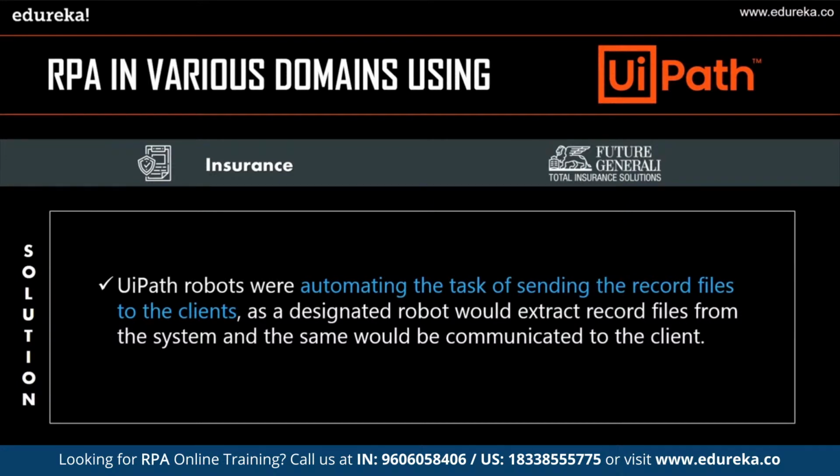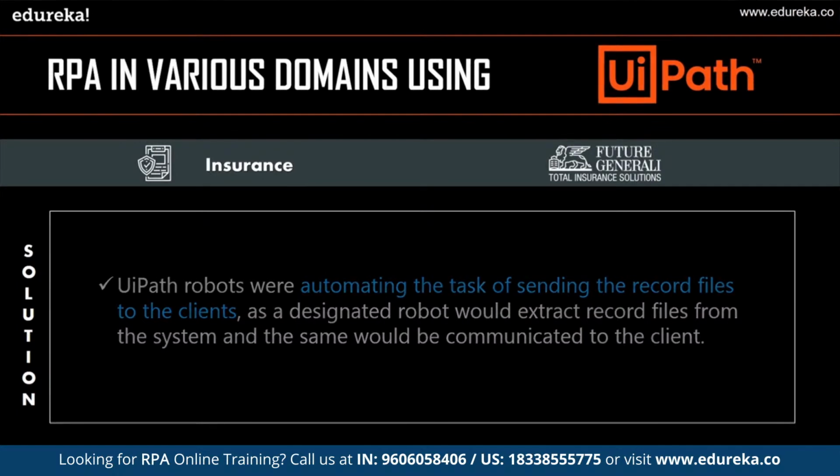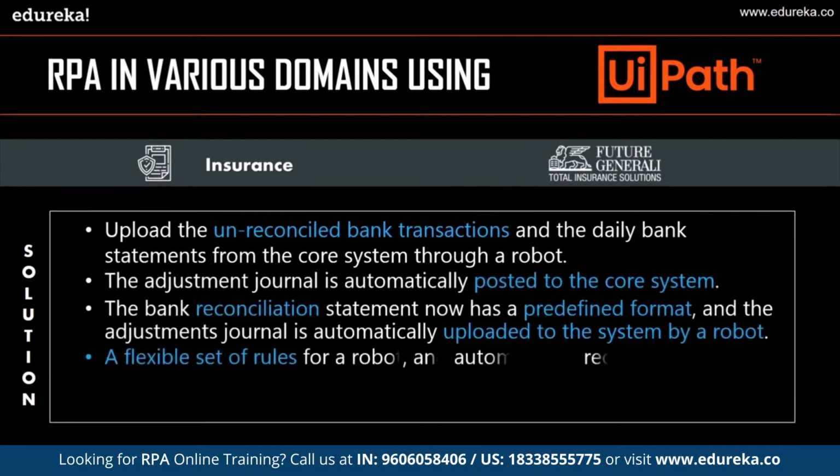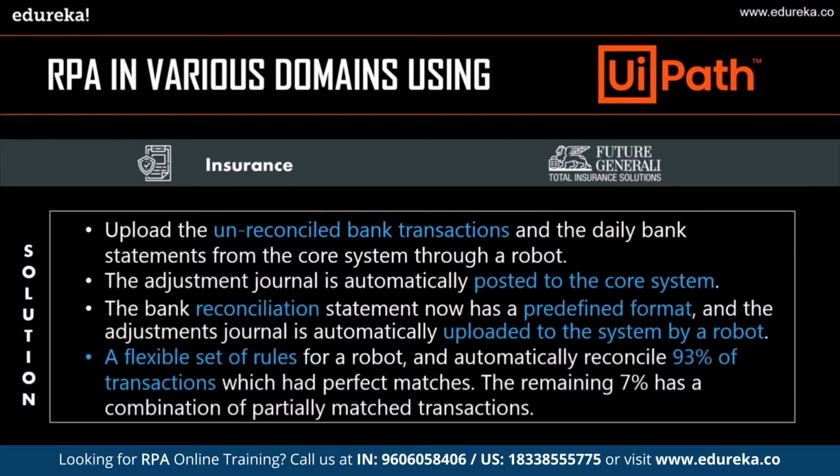The designated robot would extract record files from the core system, and the same would then be communicated to the client. Implementation of robots has definitely increased data security as every attachment was password protected. Apart from this, the company also used UiPath to automate bank reconciliation processes, and with the help of UiPath, the company was able to do the processes that you can see on my screen.